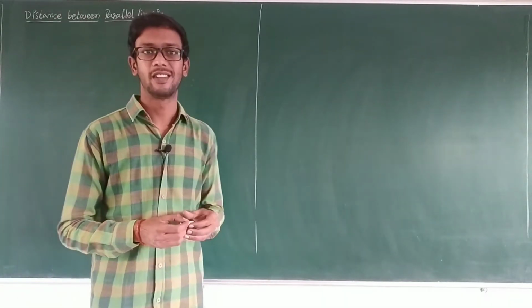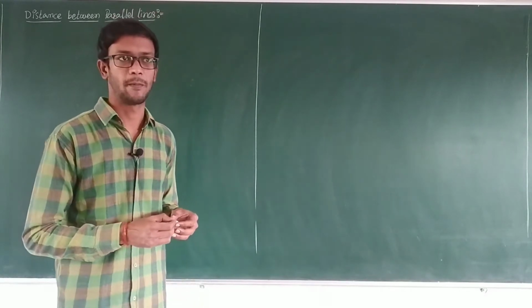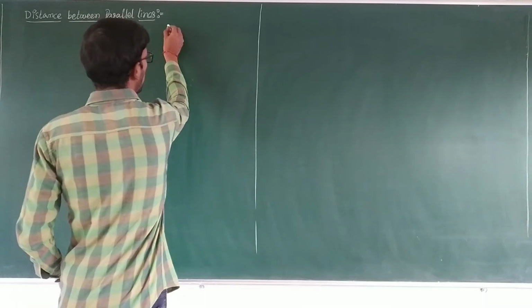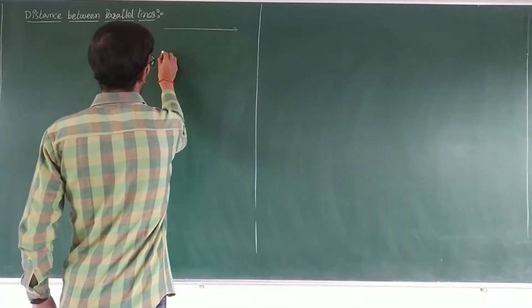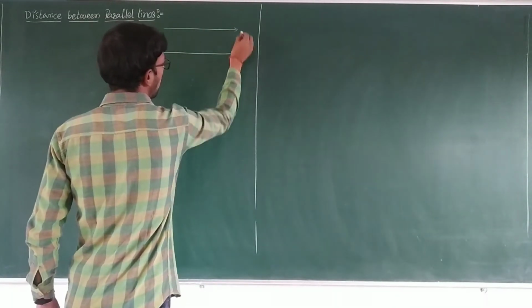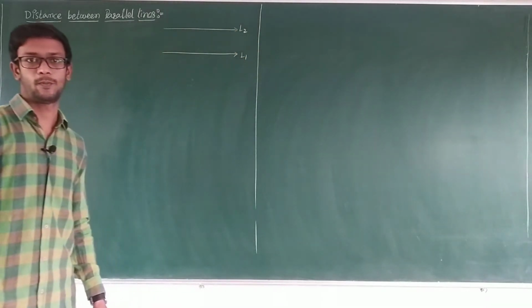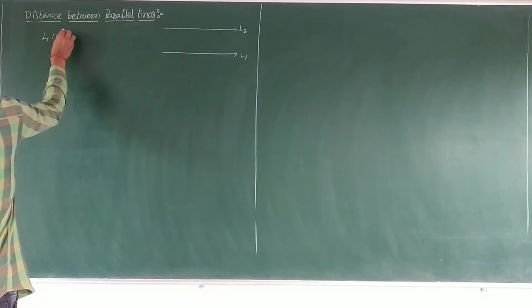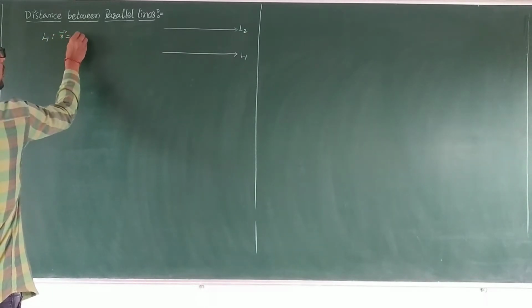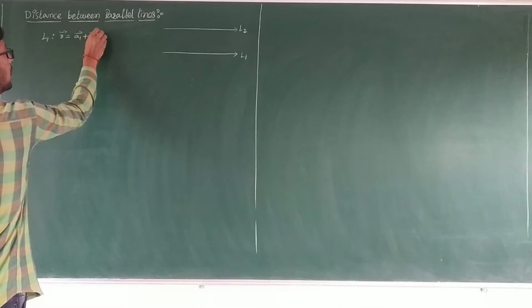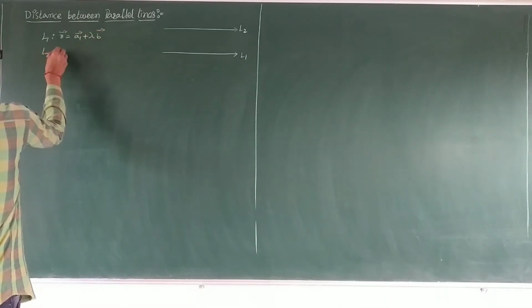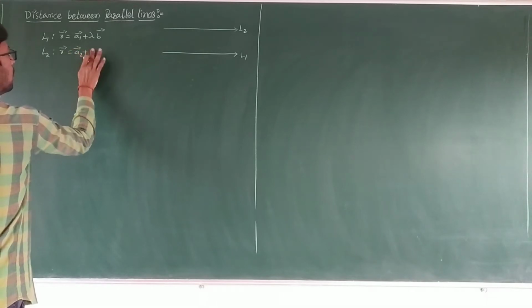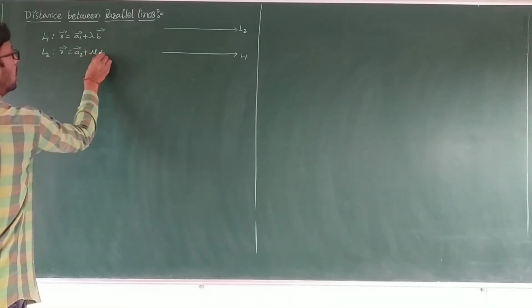Previously we discussed the distance between the two skew lines. Parallel lines we can draw in the 2D plane also. I am taking two parallel lines L1 and L2. L1 in vector form is r bar equal to a1 bar plus lambda b bar. L2 is r bar equal to a2 bar plus mu b bar.